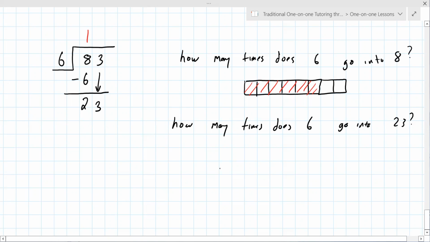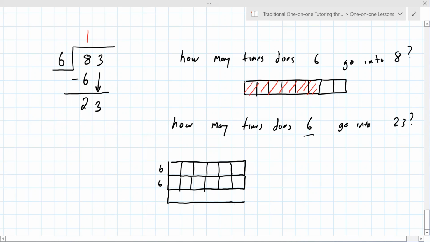Okay, now this takes a while, but you could actually draw the 23 squares, but I think it's better to go 6 at a time. Okay, so you start with 6. There's 6 right there. So we know it's at least 1. Okay, and let's do another 6. How many total blocks do we have now? 12, and 12 is smaller than 23, so we keep going.